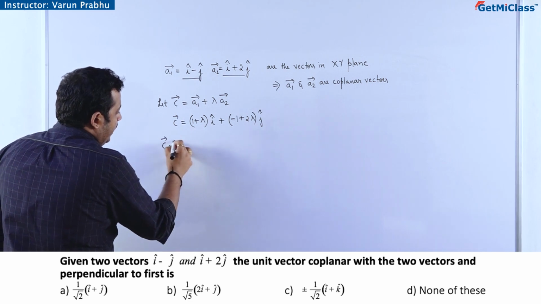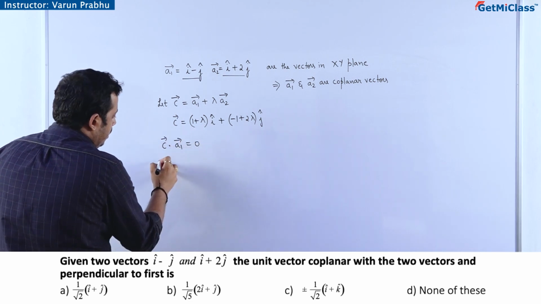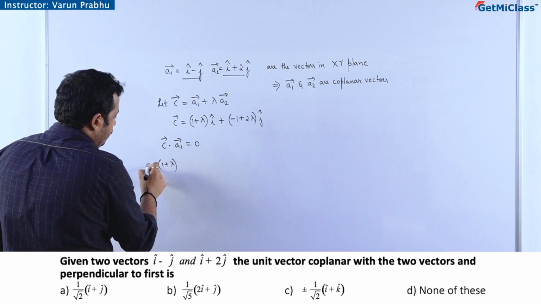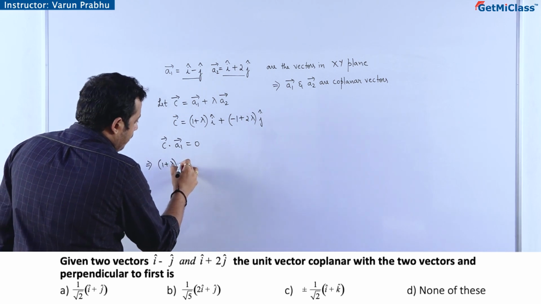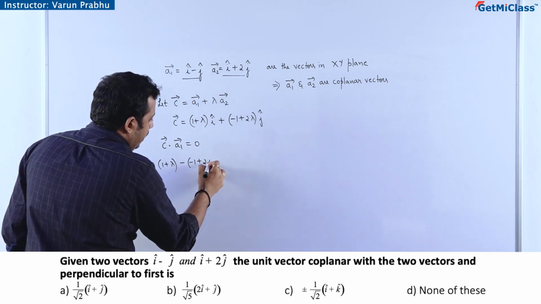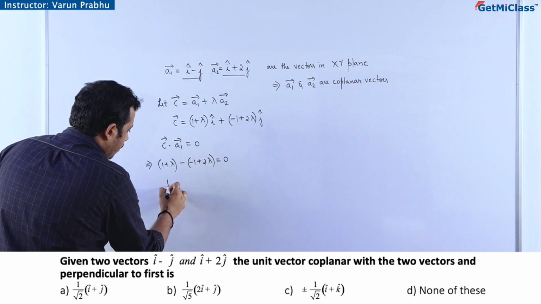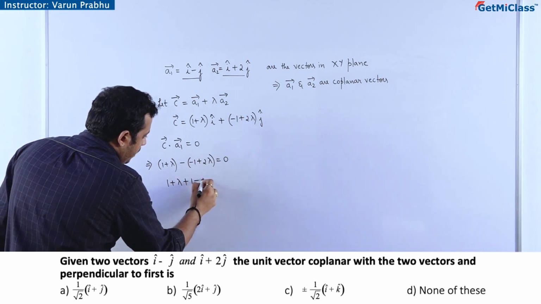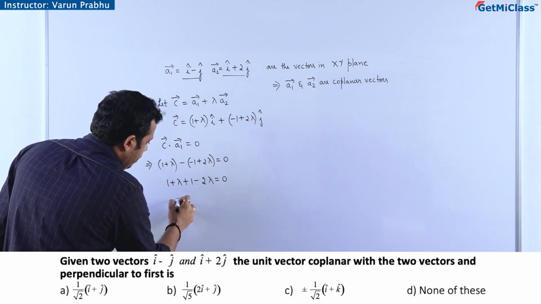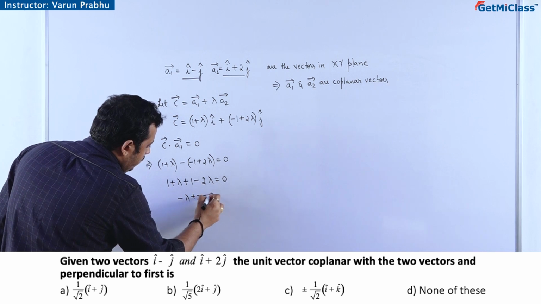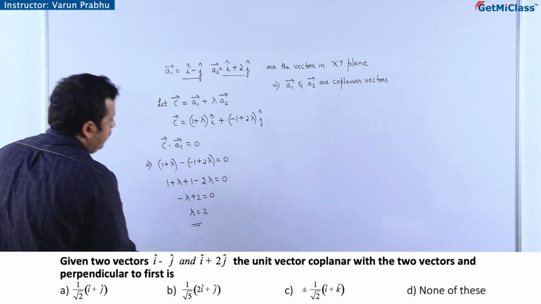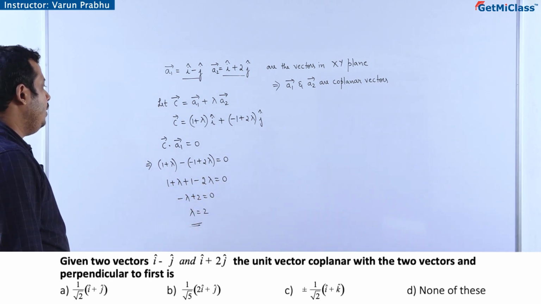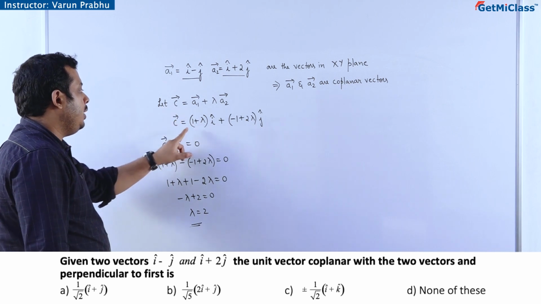Vector c dot vector a1 should be equal to 0. So 1 plus lambda minus of (minus 1 plus 2 lambda) should be equal to 0. So 1 plus lambda plus 1 minus 2 lambda should be equal to 0. Minus lambda plus 2 is equal to 0. So the value of lambda is equal to 2.